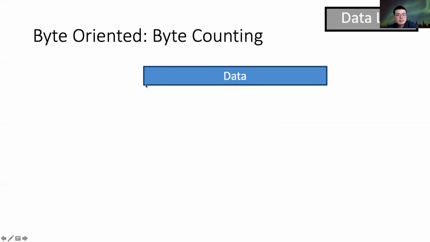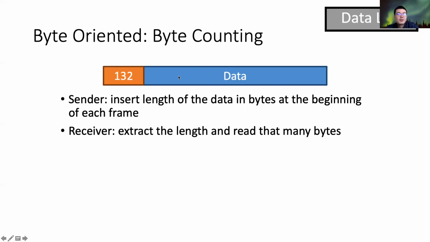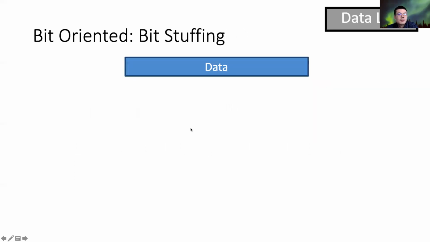Another scheme without a DLE is just to say how many bytes you have, and then you count that many bytes. You know the end is after, say, 132 bytes.